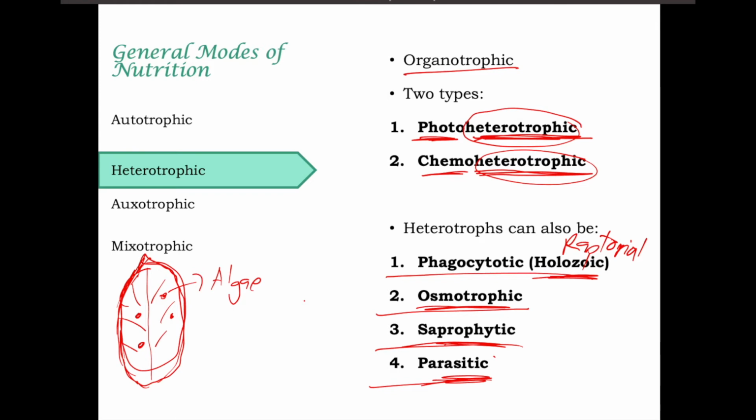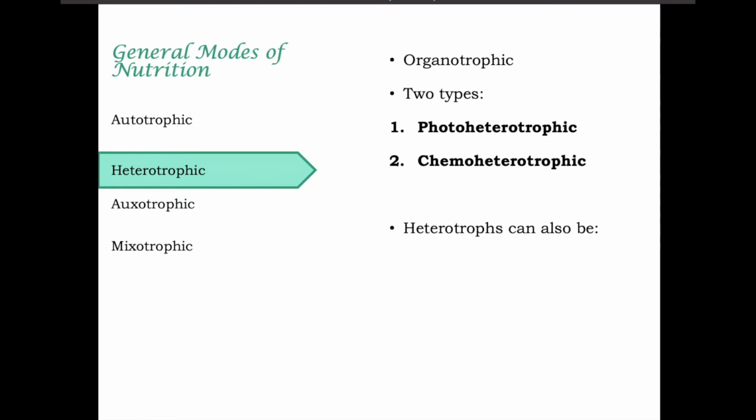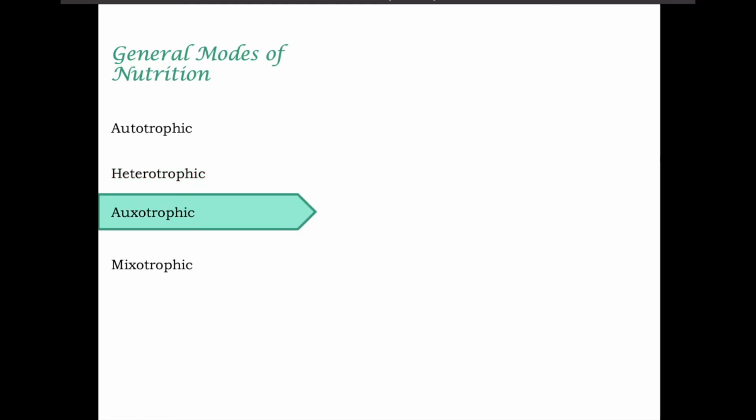Okay, and also just like the one that causes malaria, right? Remember from our reading, the Apicomplexan Plasmodium falciparum. So heterotrophic organisms can be like this too. Now moving on to the next type.